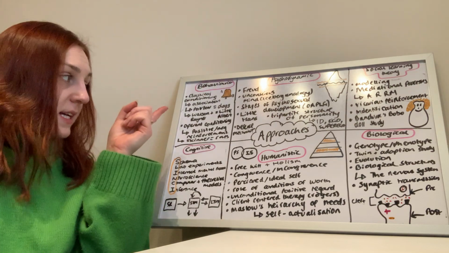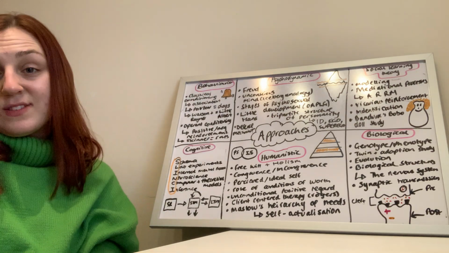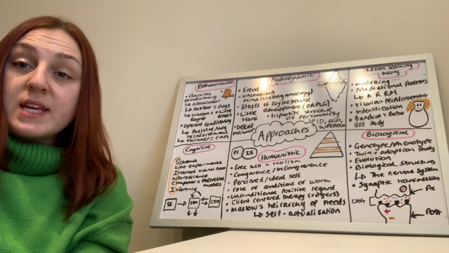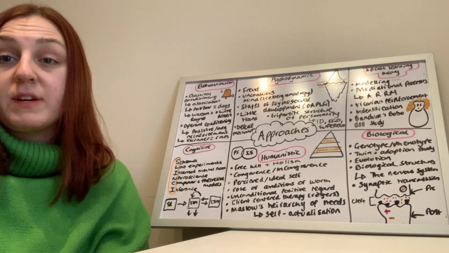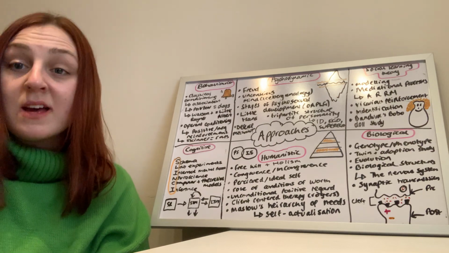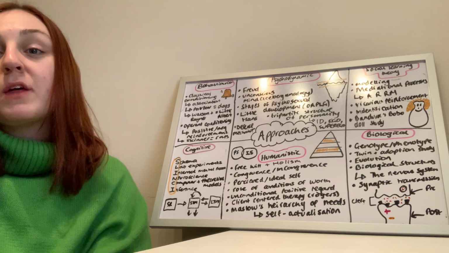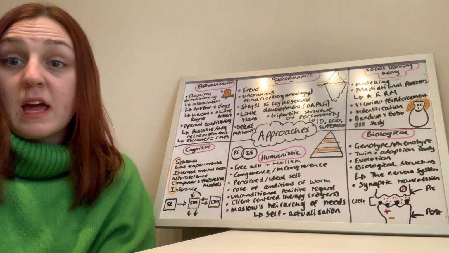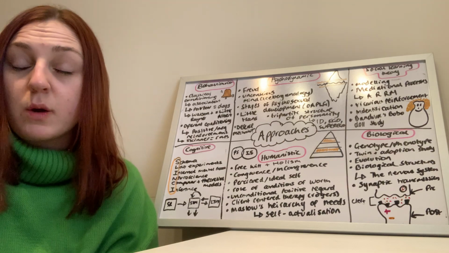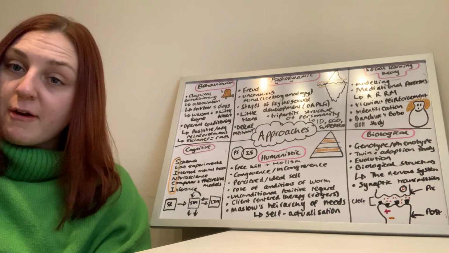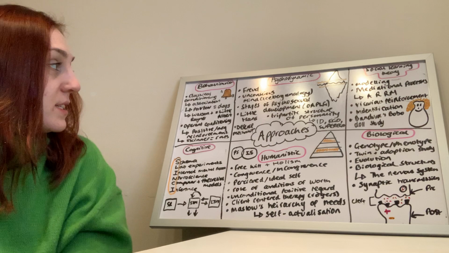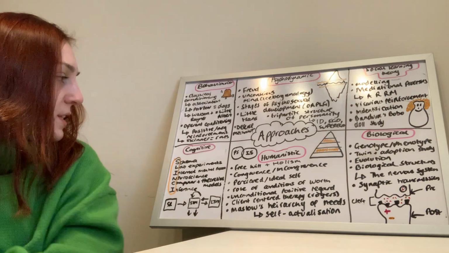And I've also put the example of the case study of Little Hans on there as well, because you can use it either as extra AO1 when you're explaining the psychosexual stages, or you can bring it in as a case study as evidence to support the role of the unconscious and the role that dream analysis and psychoanalysis has to play in therapy. So that's the psychodynamic approach.